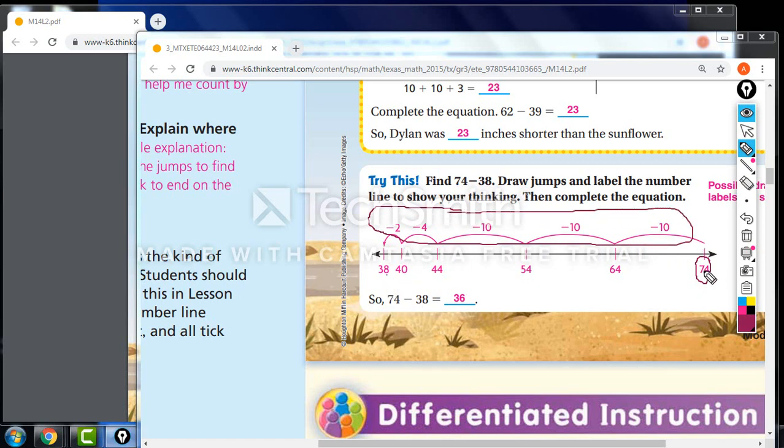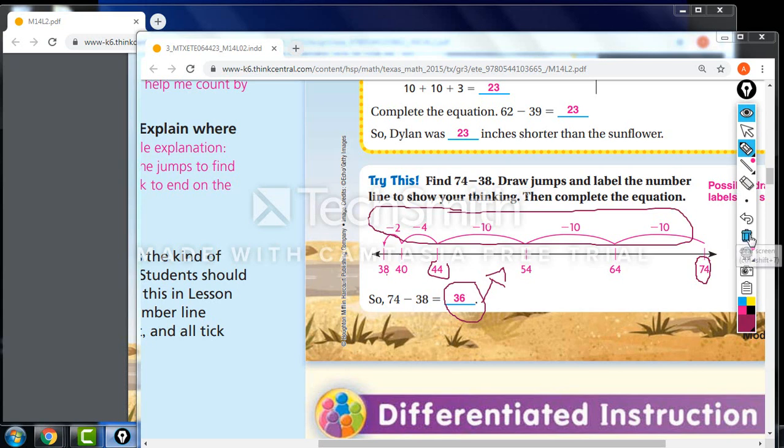to 38 from 74. So we count back 10, 64, another 10, 54, another 10 is 44. Then from 44 to get to 40, it's 4 jumps. Then from 40 to get to 38, it's 2 jumps. Then you add these, and that'll give you 36. So 74 minus 38 equals 36.